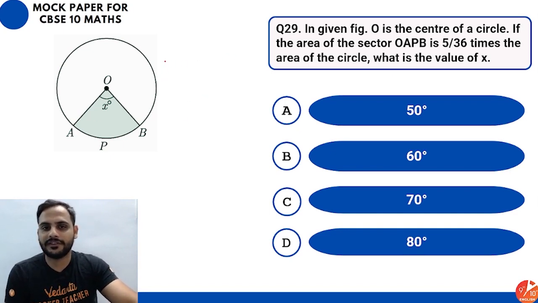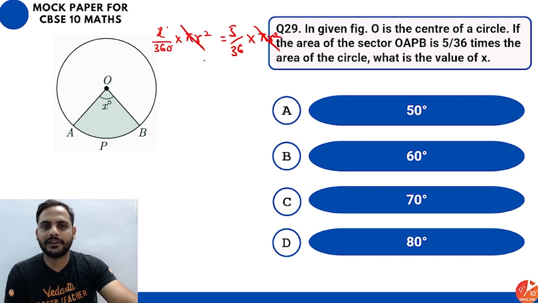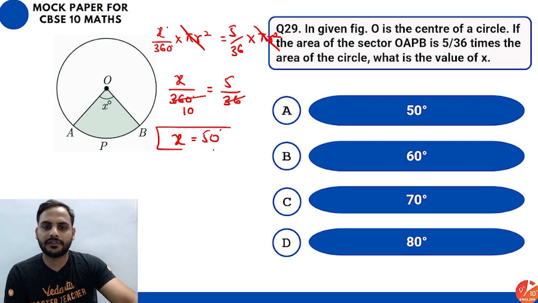So see, area of the sector will be theta, which is x degrees, divided by 360 into pi r square. This is given equal to 5 by 36 times the area of the circle, which is pi r square. Pi r square and pi r square got cancelled. X upon 360 is equal to 5 upon 36. This will go 10 times, and 10 into 5 is 50 degrees. Option A will be your correct answer. 50 degrees.